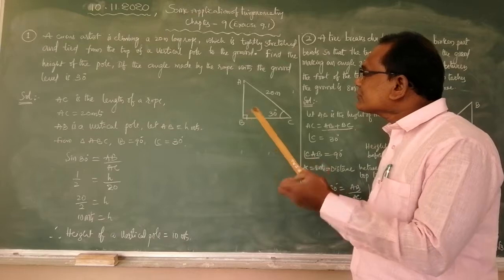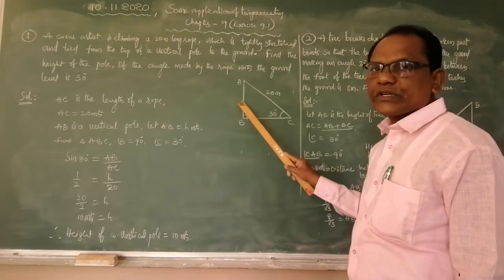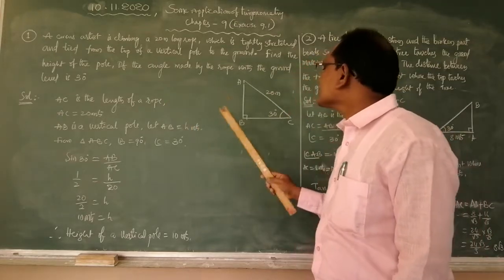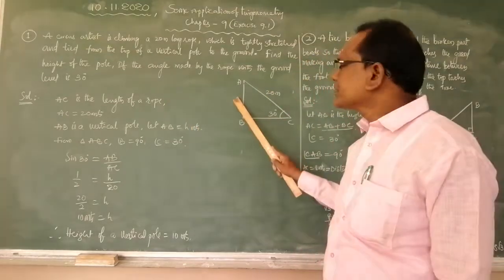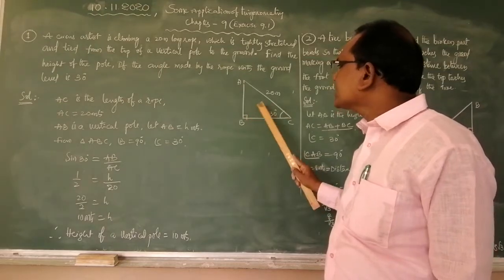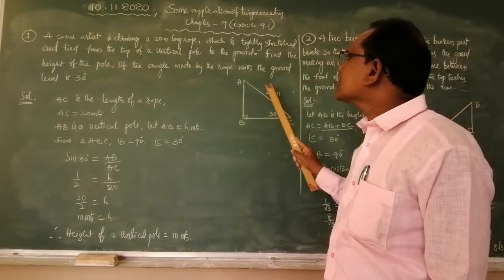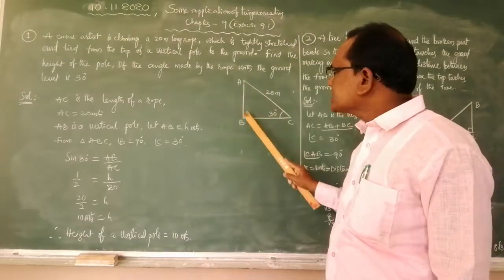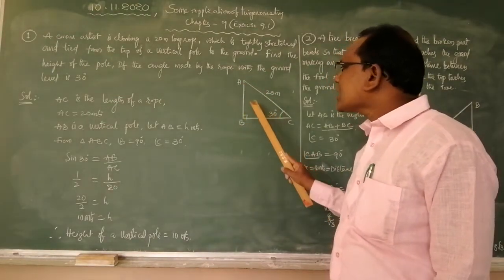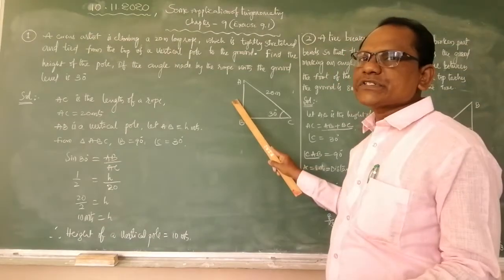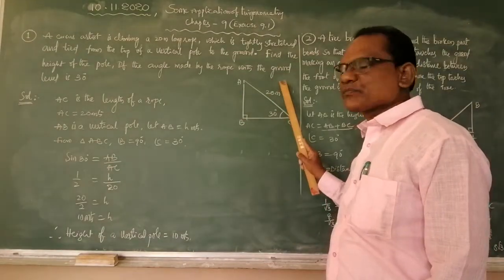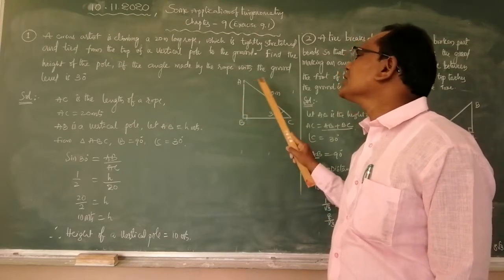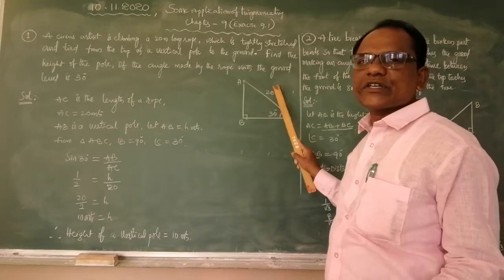Sir, how can we find the height of the vertical pole here? We are going to use trigonometric ratios. So what are the trigonometric ratios? Just look at it. AB is required. In this right angle triangle, the side opposite the 90 degrees is the hypotenuse, which is the length of the long rope, 20 meters. AB is required, so this is the side opposite the 30 degrees. Opposite side by hypotenuse means what trigonometric ratio? Sine.